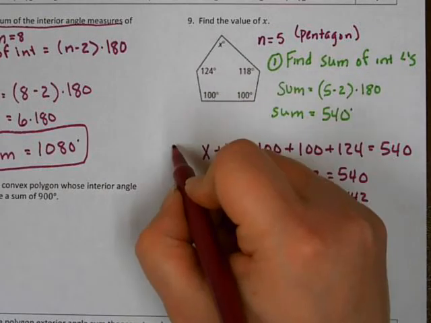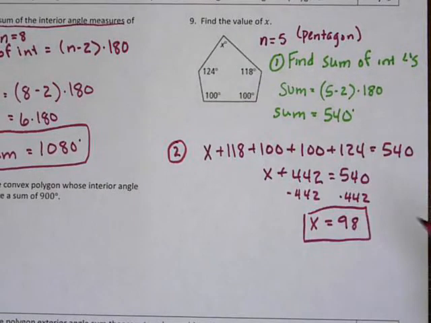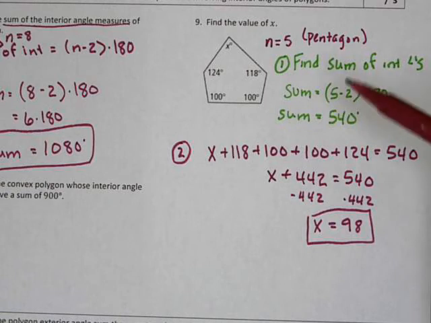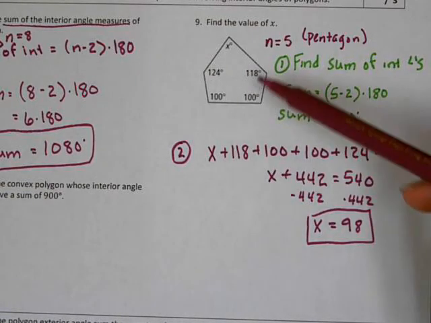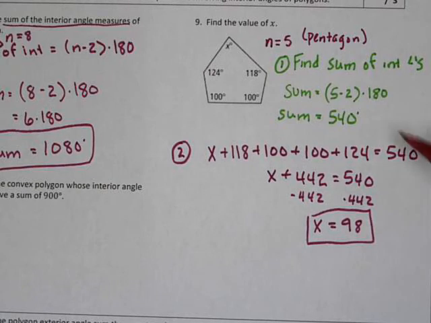This was the start of our step 2. Sorry, I forgot to write that. So step 1 is find the sum of the interior angles, and then step 2 is use all the angles inside and set it equal to that sum that you found in step 1. All right.